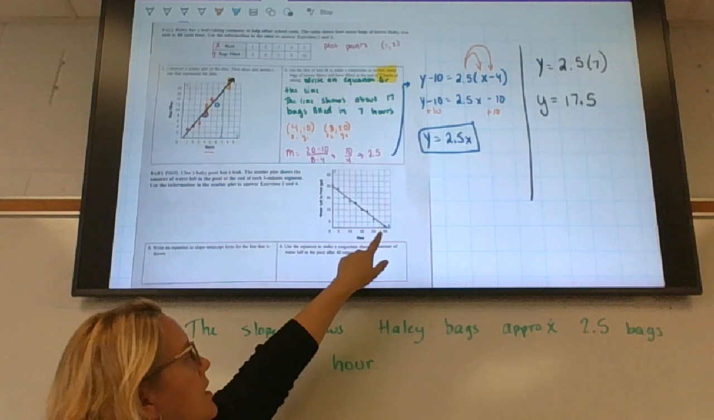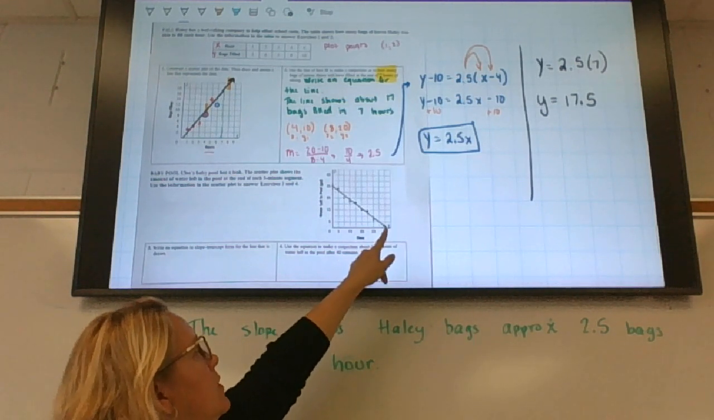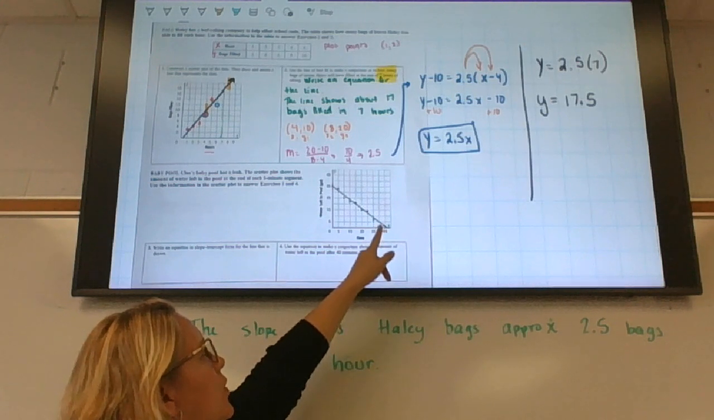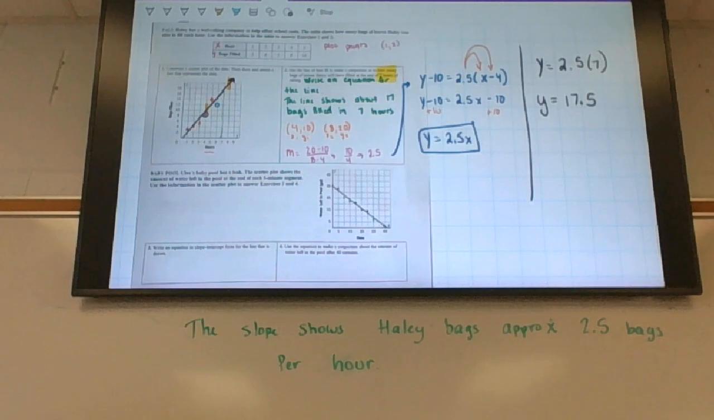Looks like this is 45 and the pool is empty. So at 40, it looks like there's going to be 5 gallons left in the pool. But we'll make an equation and decide.